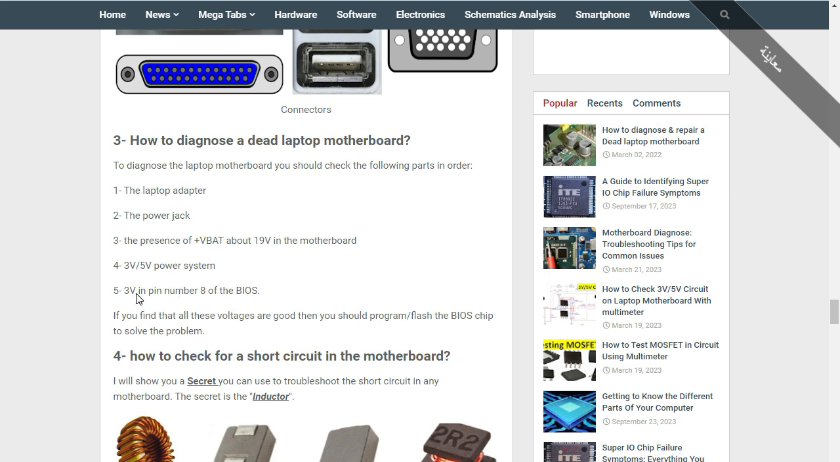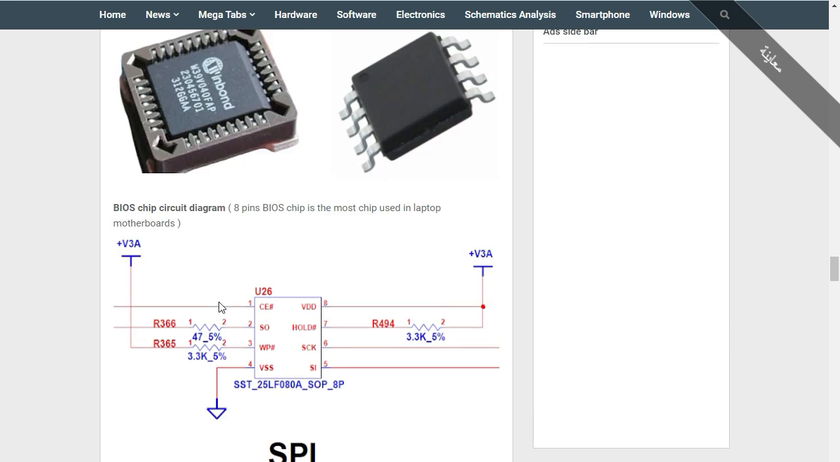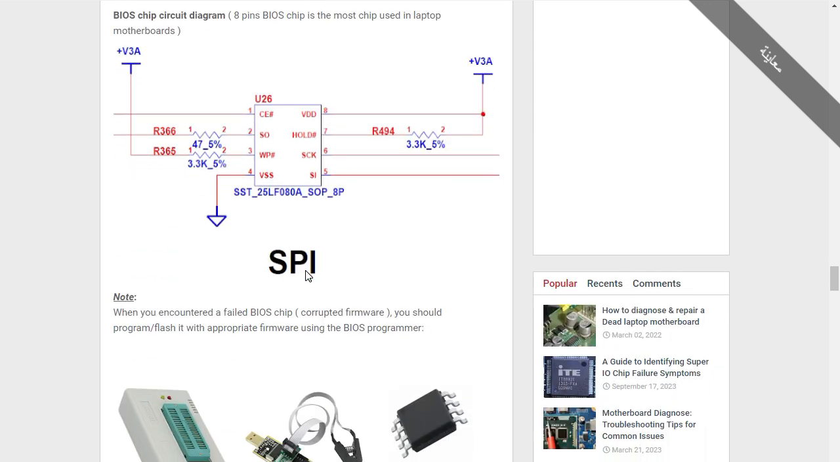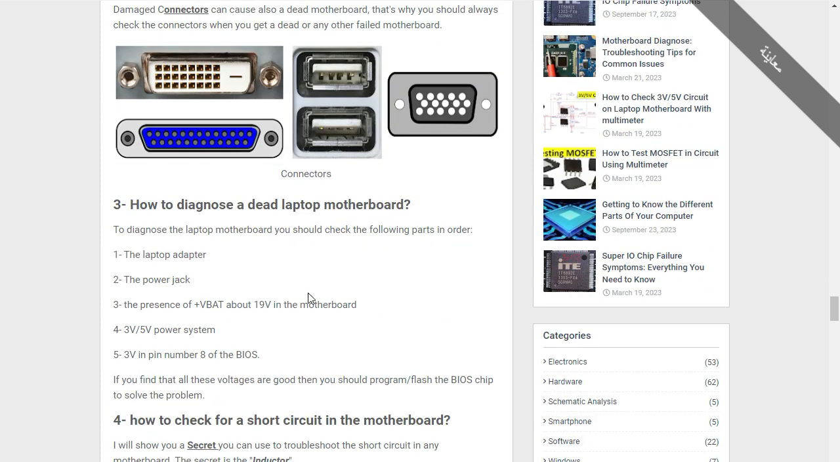Don't worry about that. Then you should check the 3 volts at pin number 8 of the BIOS. So for the BIOS here, this is basically the schematic of the BIOS. Okay, so 8 pins. Here we have 8 pins. Always at pin number 8 you will find 3.3 volts without pressing the power button. Okay, so if you use the multimeter, and of course you put the black probe here on the ground and the red probe on pin number 8 of the BIOS, you will find 3 volts. So if 3 volts is missing here, it means it could be a problem of the 3 volt, 5 volt circuit.